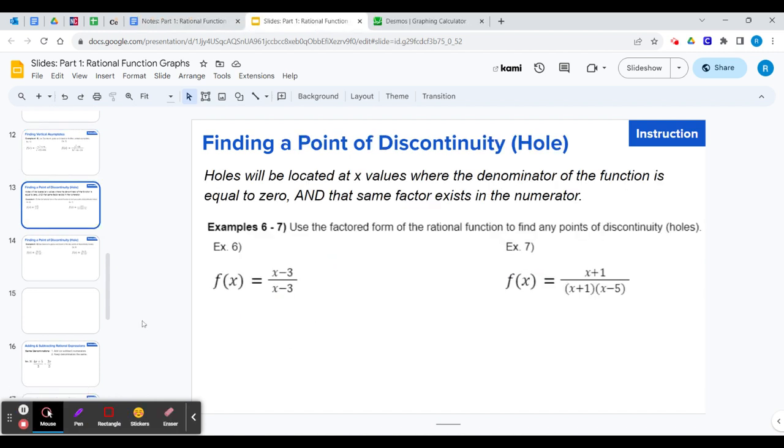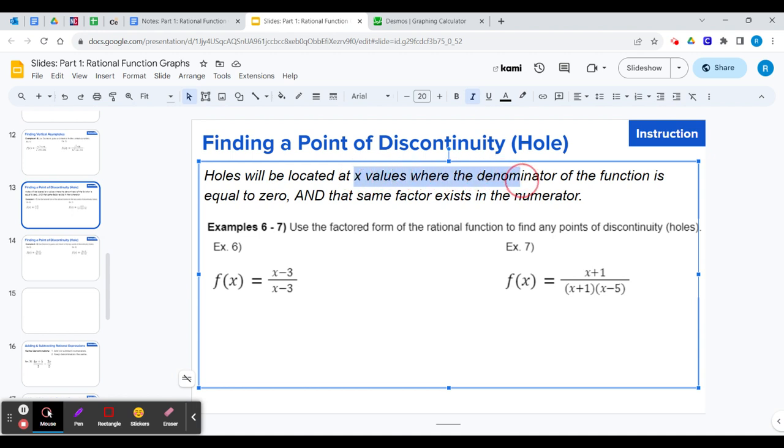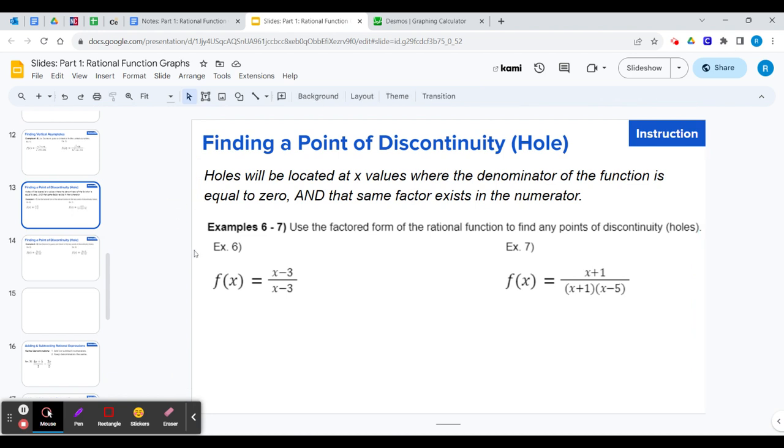So the other instance of a discontinuity we're going to cover today is a hole, or a single point of discontinuity. These are located at x values where the denominator of the function is equal to 0 and that same factor exists in the numerator. So if we look here, example 6 is a really straightforward example. We should expect an asymptote at x equals 3, right?